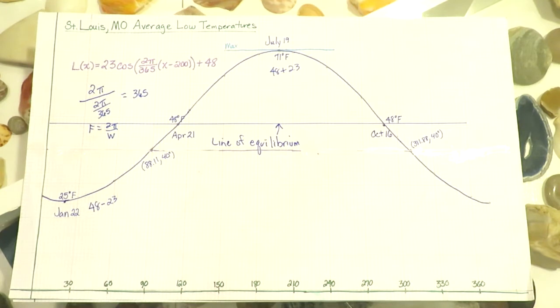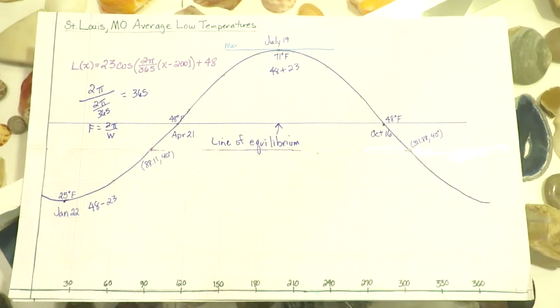It's kind of fun to apply the transformations to sine and cosine waves to applications. And here we have the St. Louis, Missouri average low temperatures, and 48 is the line of equilibrium. That gives us the average low, or the middle of the road average low temperature for St. Louis. The amplitude is 23. That tells us how high we go above and below that during the year.